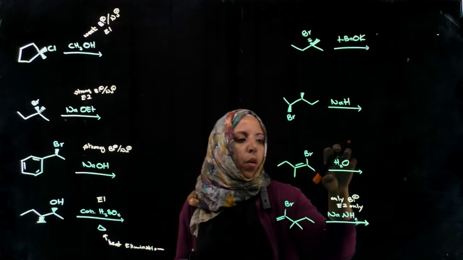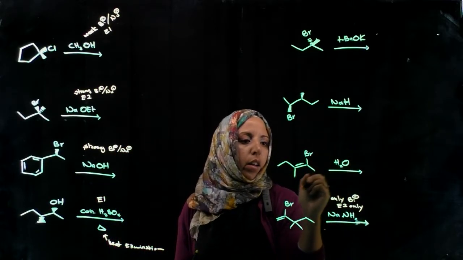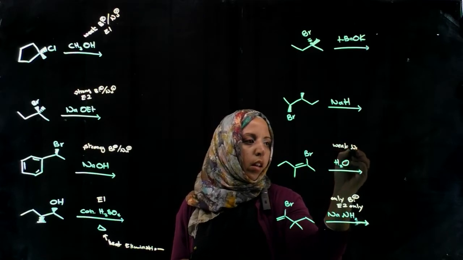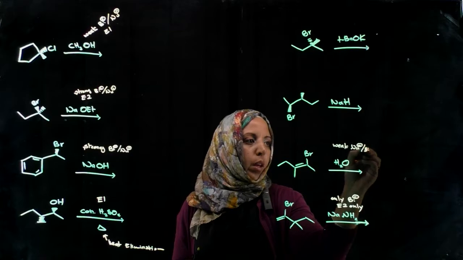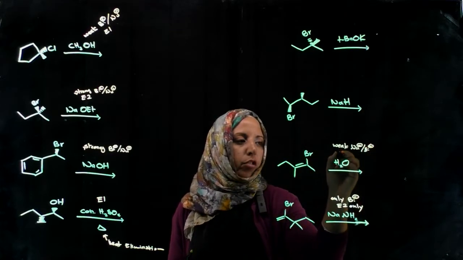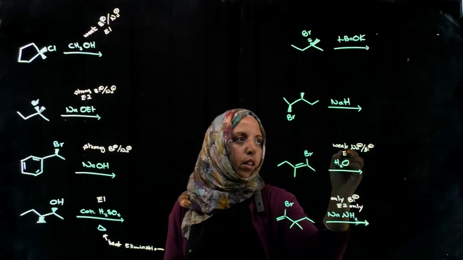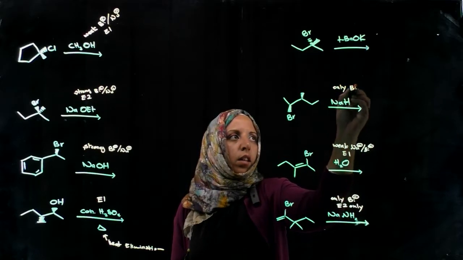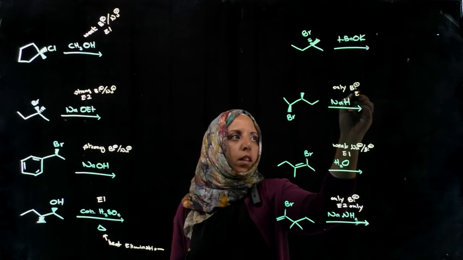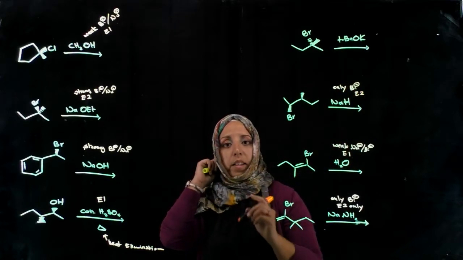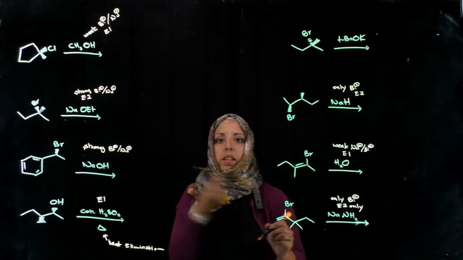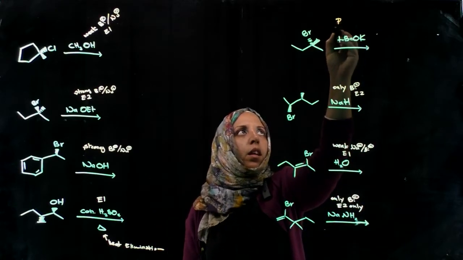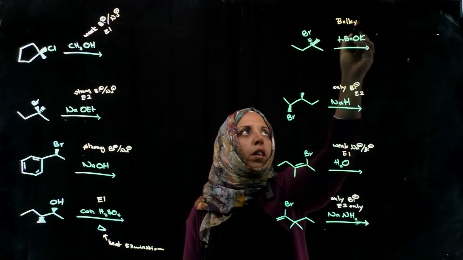Things to keep in mind. Water is a weak nucleophile and a weak base, but we're really only writing elimination reactions in this case, so it's an E1. Sodium hydride is only a base, so that means it's an E2 mechanism. Butoxide is a base. It's a strong base. It prefers being a base than a nucleophile because it's bulky, so it's a bulky base.